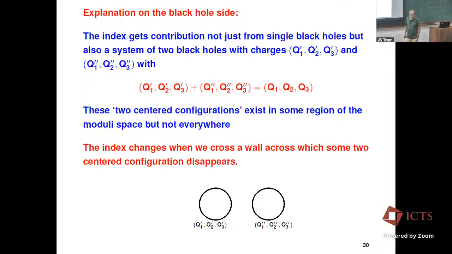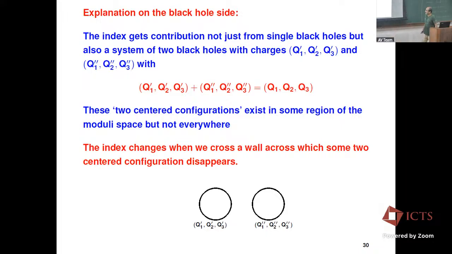Now you may ask, what about multi-centered black holes? Why not three-centered or four-centered black holes? Those do contribute to the index, but not in these theories. Those contribute to the index in what is called the N equal to 2 supersymmetric theories. On the other hand, if you have more supersymmetry, like N equal to 8 supersymmetric theories, then the contribution comes only from a single black hole.